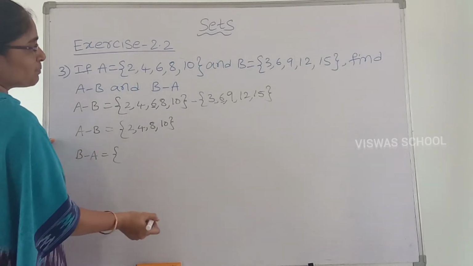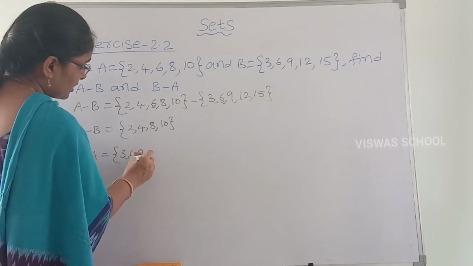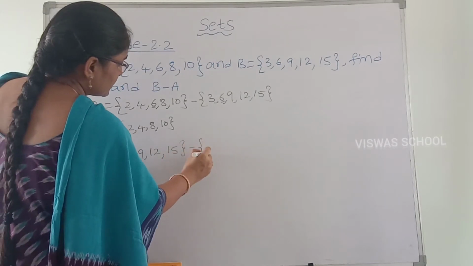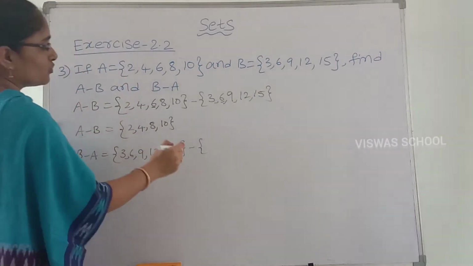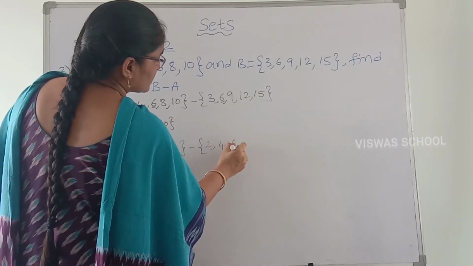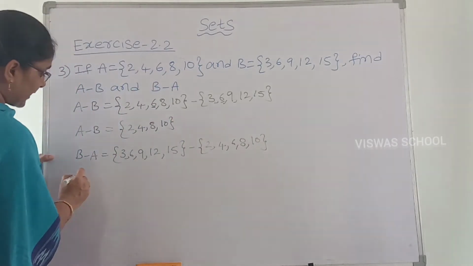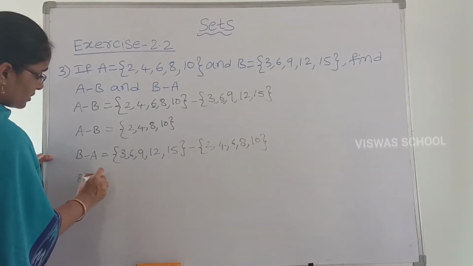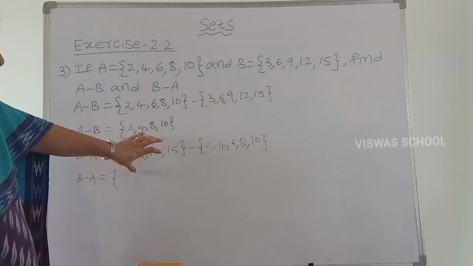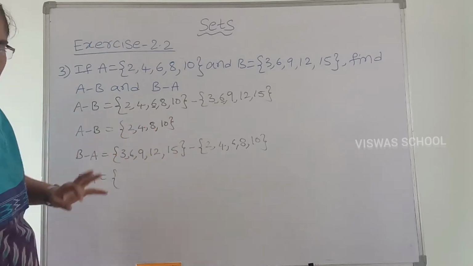That is, set B is what here? 3, 6, 9, 12, 15 minus, here A is what? 2, 4, 6, 8, 10. Now we have to write what? Here this is set B. In this we have to write only set B elements which are not in A.